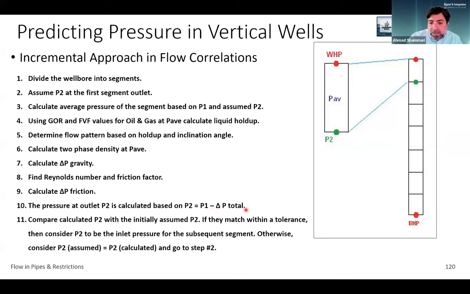By the way, why are we saying minus? Because this could be a negative number since we're going down. But eventually P2 should be higher than P1, considering that we're going down. We compare P2 with the initially assumed P2. If they match within a tolerance, then consider P2 to be the inlet pressure for the subsequent segment. Otherwise, we replace the assumed P2 with the calculated P2 and go back to step two. So this is how all the software works. It's an iterative process, right?